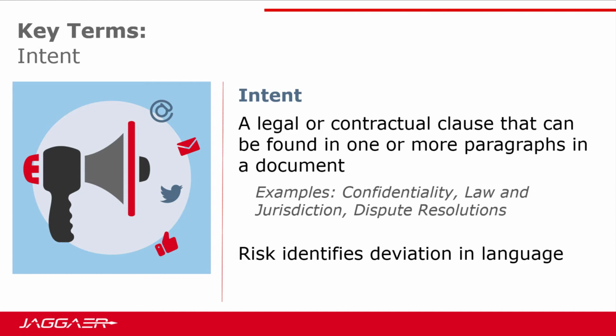The main focus of the risk identification for an intent is to identify any variations in the content. The information in the document you're analyzing can be compared with the standard clause to evaluate any deviation in language. And if any deviation is found, the clause will be marked as risky and assigned the risk score that was indicated in the risk score configuration, and more on this later.